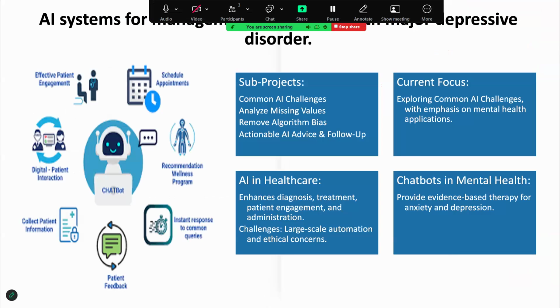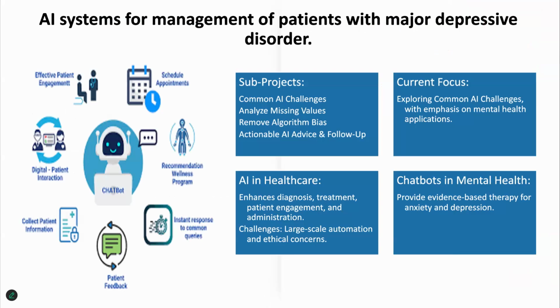So our main project is about the AI systems for management of the patient with major depressive disorder. It is divided into five sub projects, which are the common AI challenges, analyze missing values, remove algorithm bias, actionable AI advice, and the follow up. We are mainly dealing with the common AI challenges. Our current focus is exploring the common AI challenges with emphasis on the mental health applications, which enhance the diagnosis, treatment, patient engagement, and the administration. And the chatbots in mental health provide evidence based therapy for anxiety and depression.